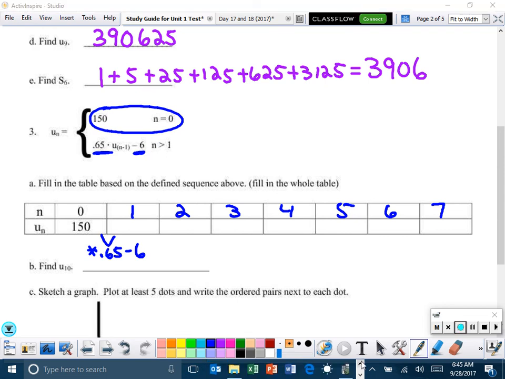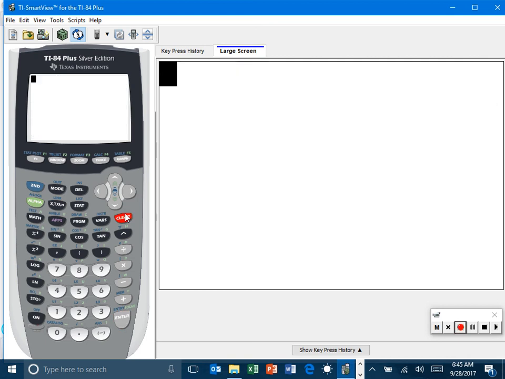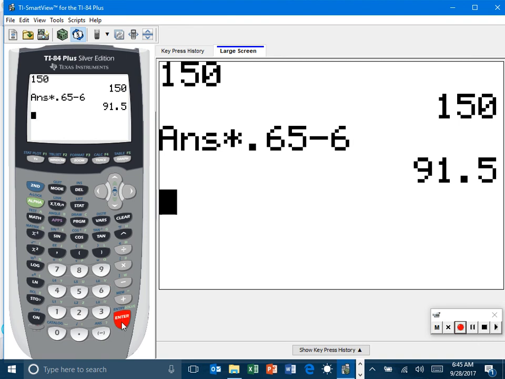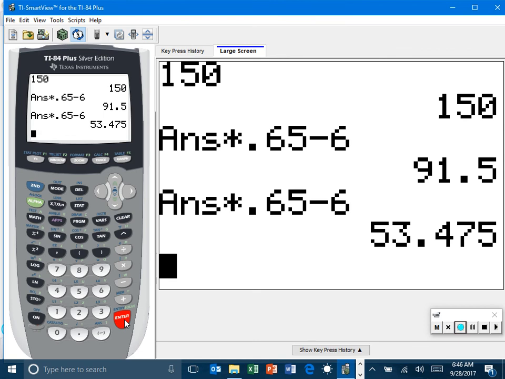So here we go on the calculator. I'm just going to do a few, and then I'm going to fill the rest in. So we are starting with 150. Enter. We're going to go times 0.65 minus 6. Okay, so here's the first number. Second number. Notice I started with first number because the 150 was under the 0. So the first number is 91.5. The second number is 53 point, and we're going to round it to 48.